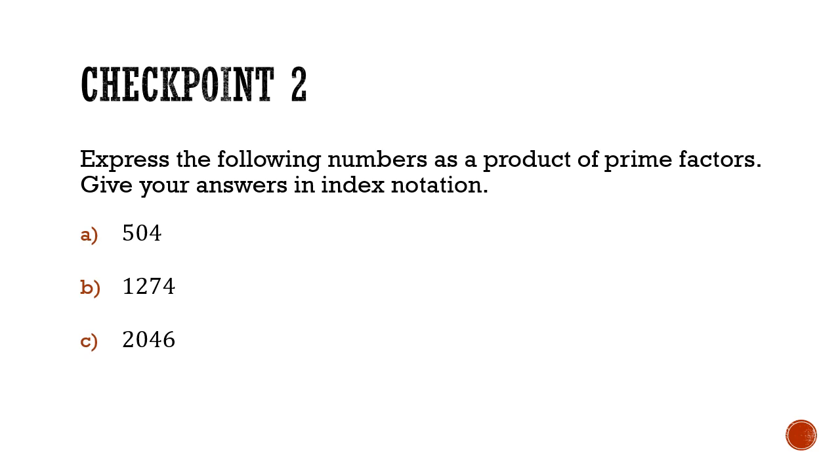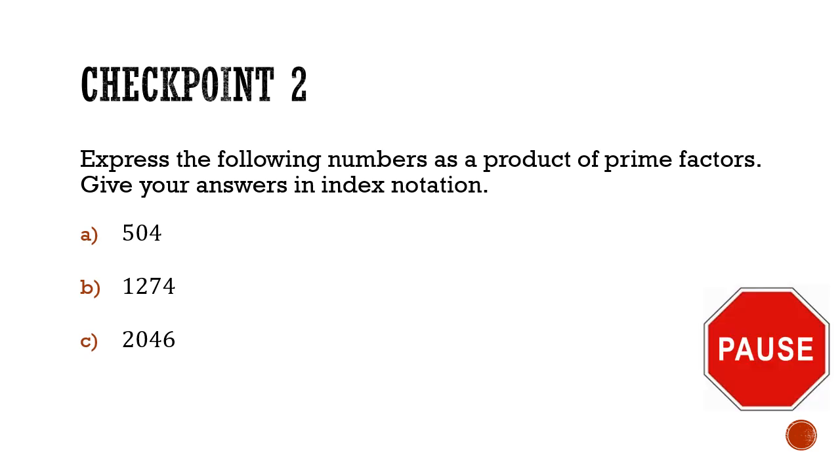So let's check your understanding with checkpoint 2. Express the following numbers as a product of prime factors. Give your answers in index notation. Pause the video here and give these questions a good try. Let's go through the answers. 504 is equal to 2 to the power of 3 times 3 squared times 7. 1274 is equal to 2 times 7 squared times 13. And 2046 is equal to 2 times 3 times 11 times 31.